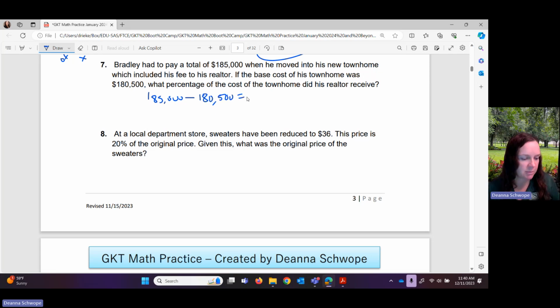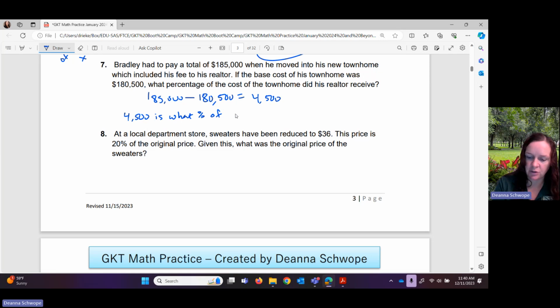So it's $185,000 minus $180,500, and don't get too mixed up with the numbers. $185,000 minus $180,500 comes out to $4,500. So that is how much money the realtor made. And we want to know, basically you can write it in words, 4,500 is what percent of, and we want it of the total of the house, not the total that we paid. The total of the house.